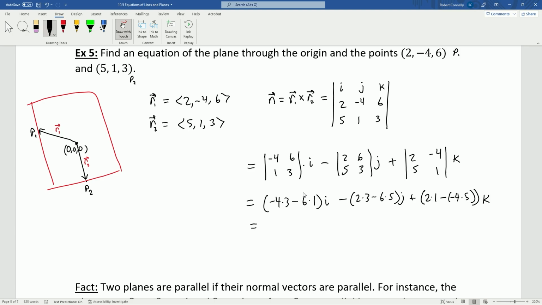It's -12 minus 6, that's -18i. And this is 6 minus 30, so that's going to be -24, but we make that negative again, so that's positive 24j. And for k here, what do we have? We've got 2 plus 20, so it's going to be plus 22k.